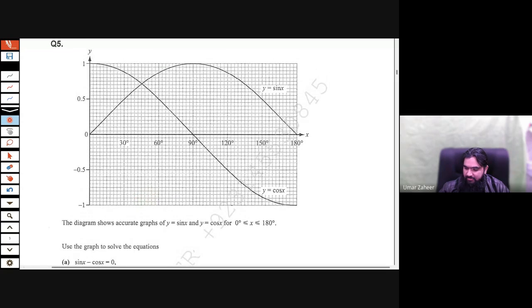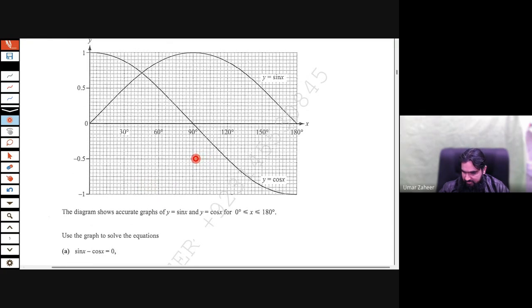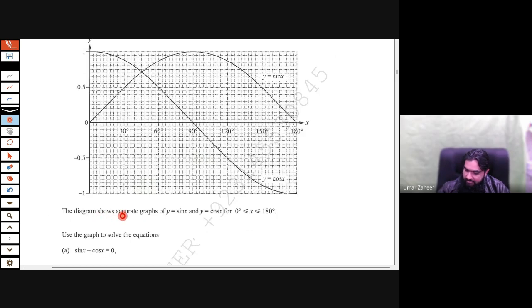This is a graph question. We will do it in the next class, but still it comes. Does the diagram show an accurate graph of y equals sine x? This is the graph of sine x, and this is the graph of cos x. Use the graph to solve the equation sine x minus cos x equals 0. This means you have to find the value where the sine and the cos are exactly the same.